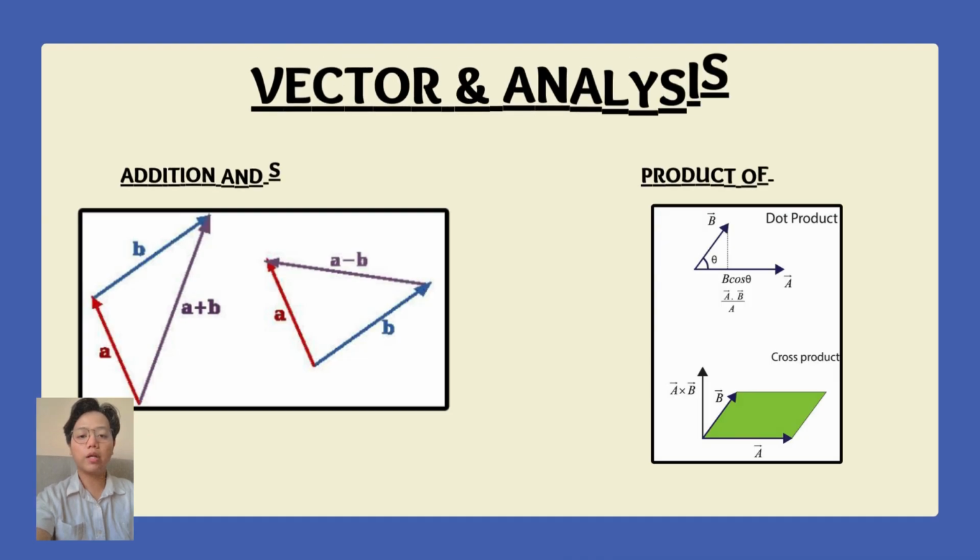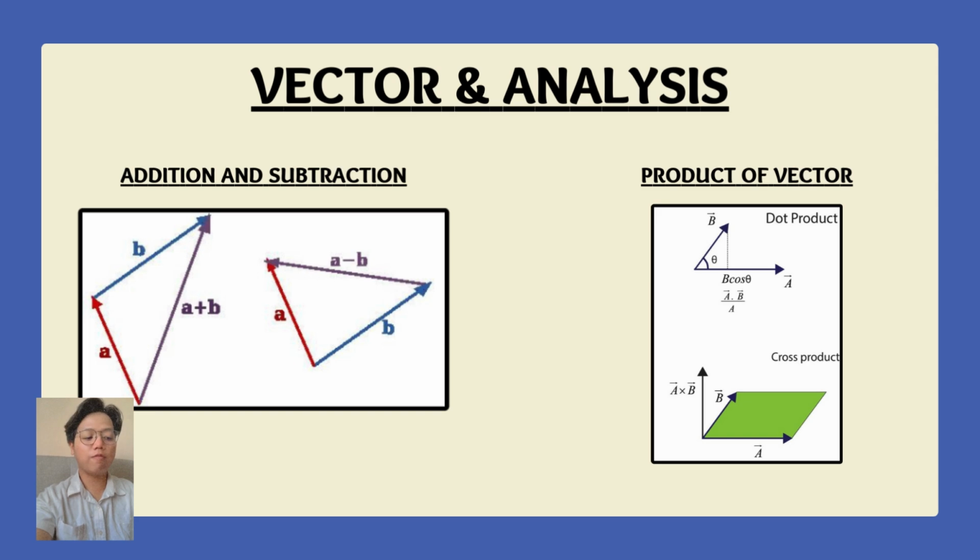In vectors, we can also add or subtract vectors to get a new vector. There are also products of vectors, which comprise the dot product and cross product. For the dot product, it is a scalar, and for the vectors A and B, which are represented in the picture above, A and B are perpendicular. For a cross product, theta is equal to 0 because A and B are parallel with each other.